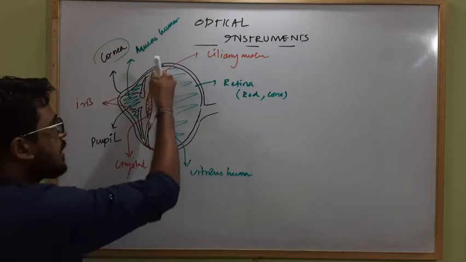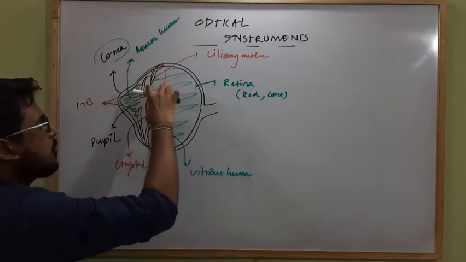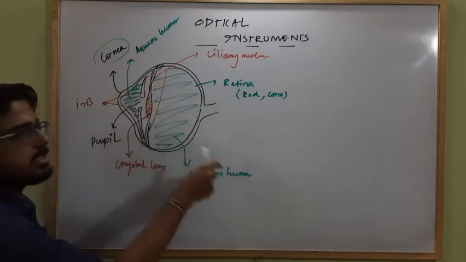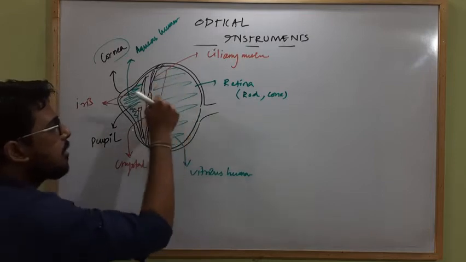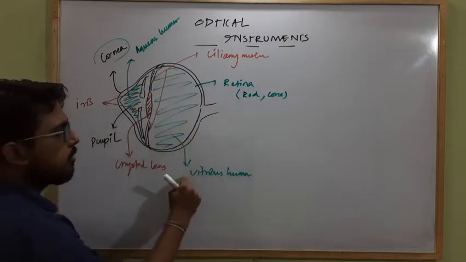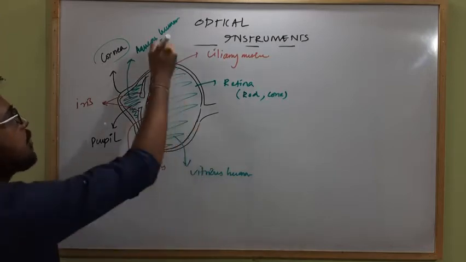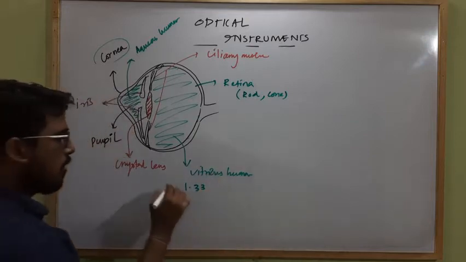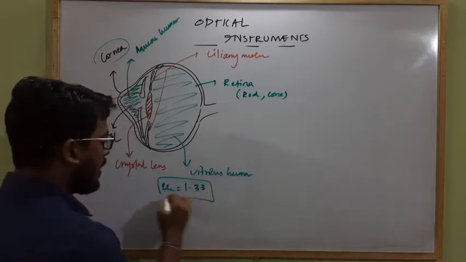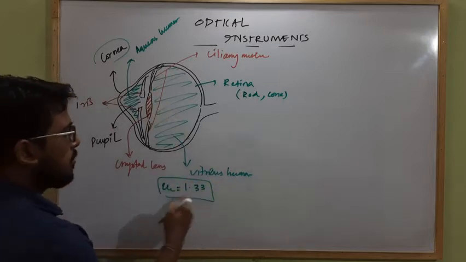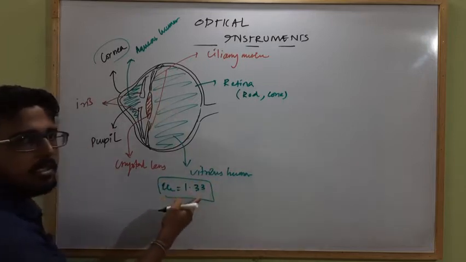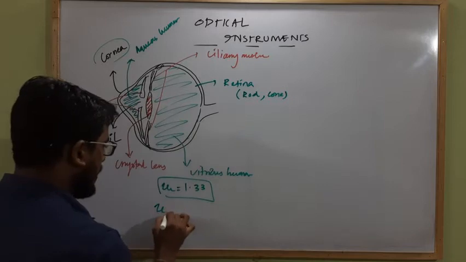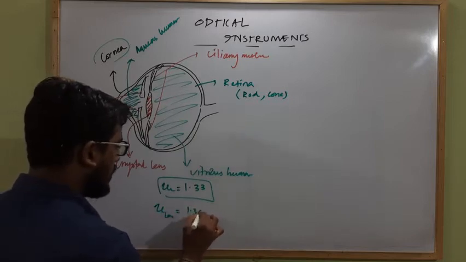And this lens is attached to the ciliary muscles, due to which the lens can expand or compress, so the focal length of the lens can be changed, and again the light gets refracted through the liquid known as vitreous humor. Both liquids, aqueous humor and vitreous humor, have a refractive index of nearly 1.33. Clear? And the crystalline lens has a refractive index of nearly 1.36.